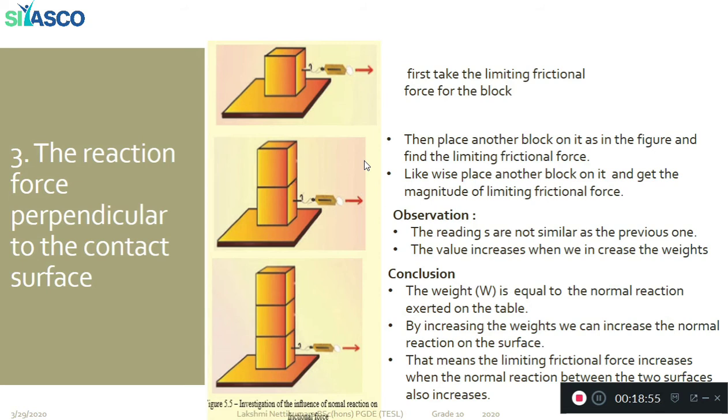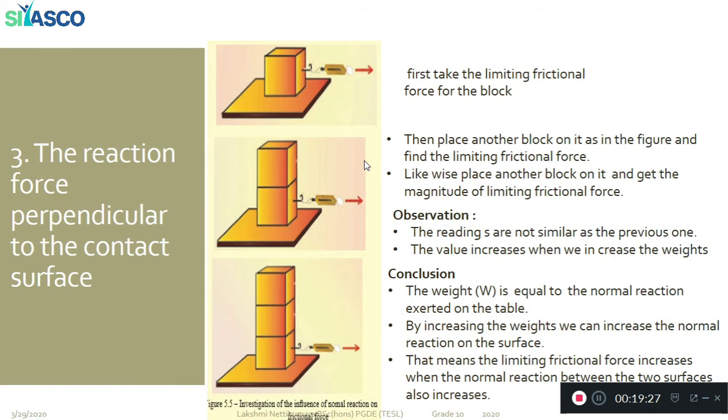In this activity, you have to take 3 wooden blocks having a weight of 20 Newton each. As in the previous activities, keep one block on the tabletop and find its limiting frictional force first. Then you have to place another block on the first one, one by one, and find the limiting frictional force.